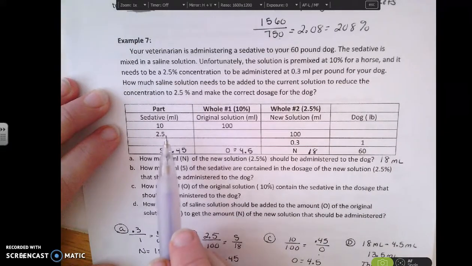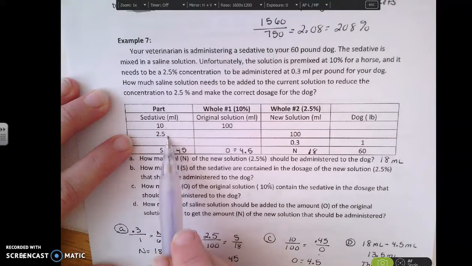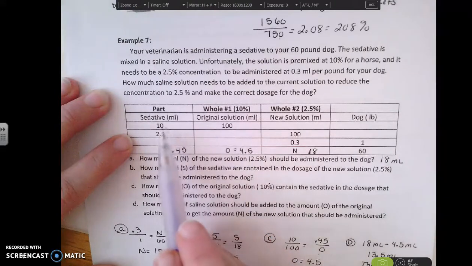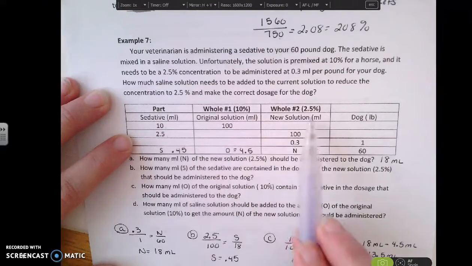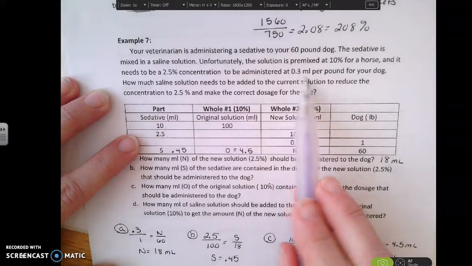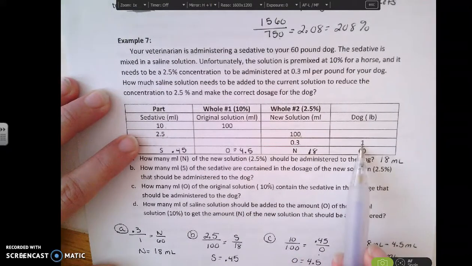So here are some things that we have here. The 10% and the 2.5%. The original solution is 100. Since it's a percentage, it's 10 over 100. And then the new solution is 2.5 over 100. The 0.3 is the 0.3 milliliters per pound, so 0.3 per 1 pound. And then it's a 60-pound dog.